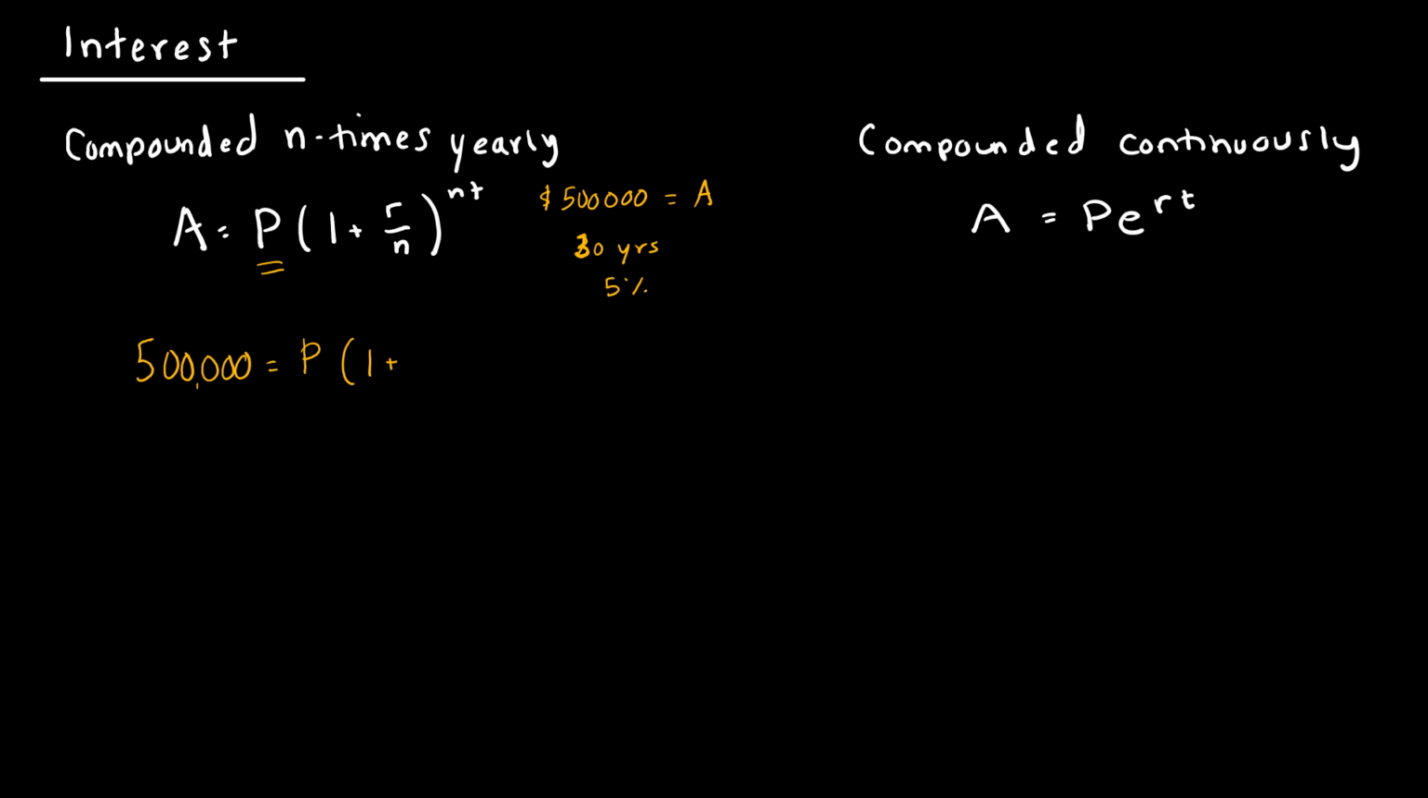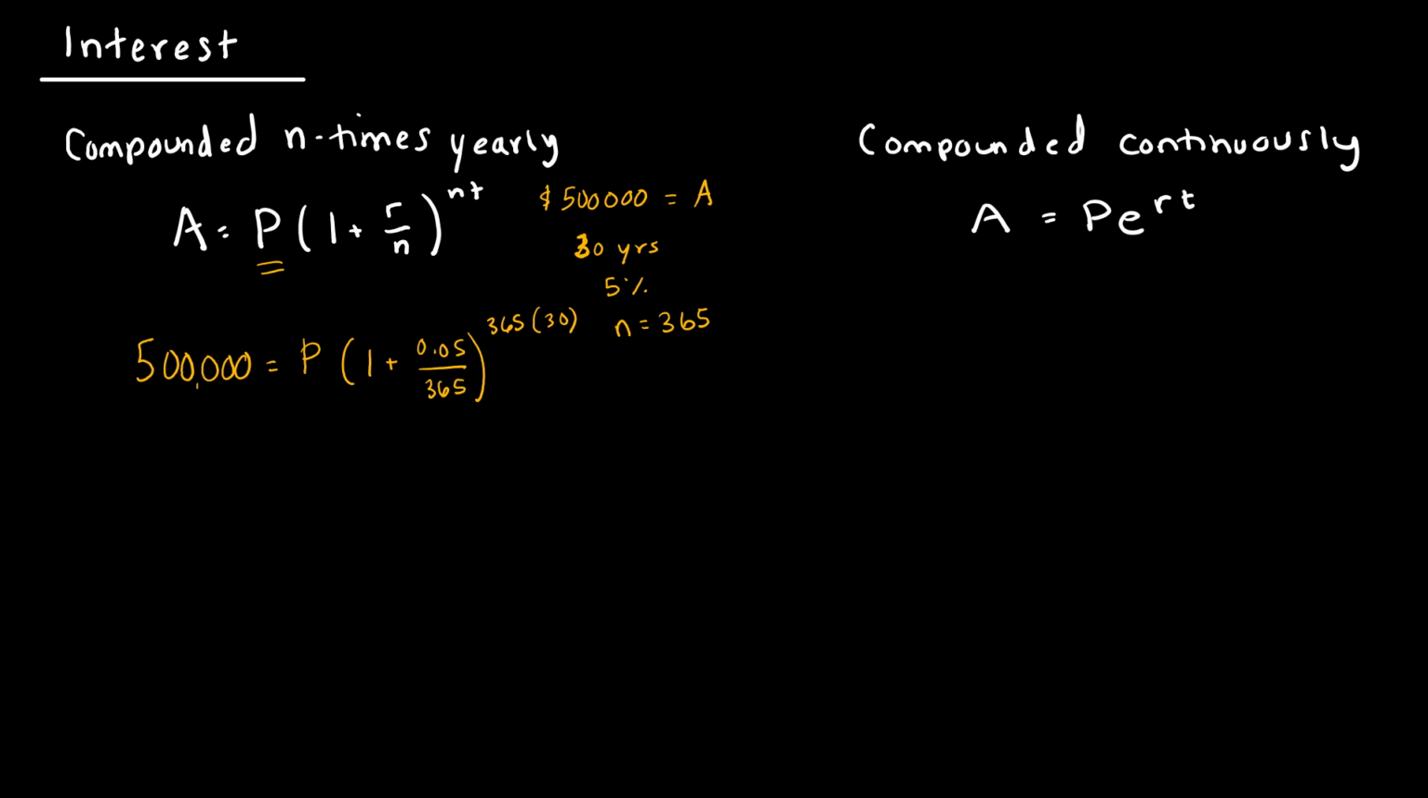I would take 1 plus 5%, which is 0.05. Because this is going to be compounded daily, n is the number of times it's compounded per year. So if it's daily, we do 365. Yes, technically you could do 365.25, but we're going to go with 365. And then 365 up here times 30 years. So again, not a whole lot of calculus going on here. We're just going to do the algebra.